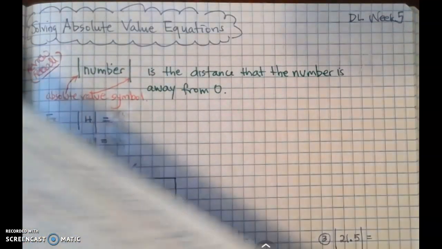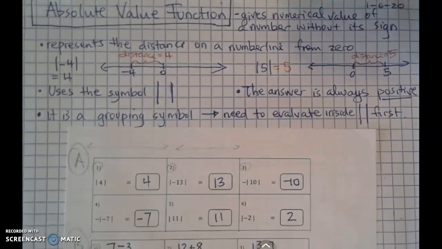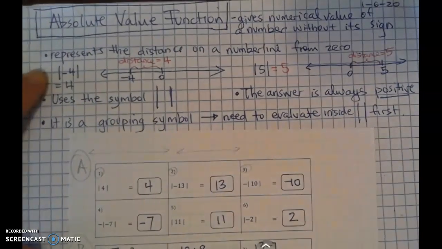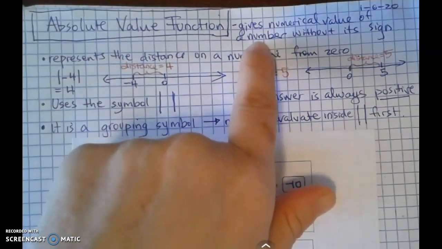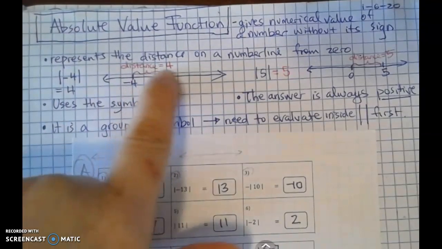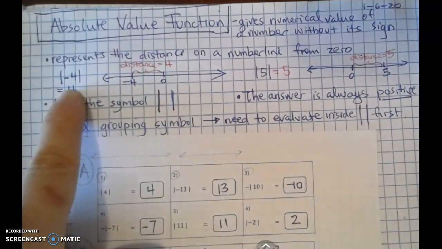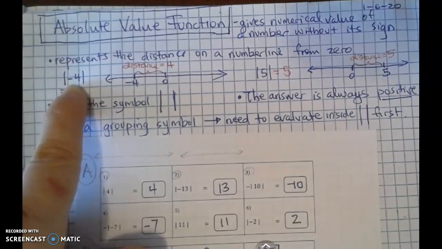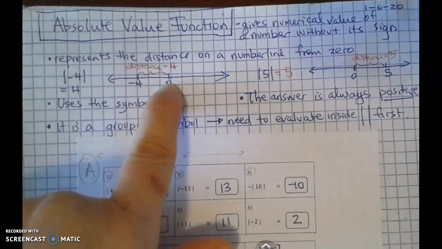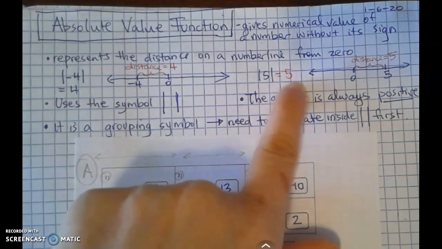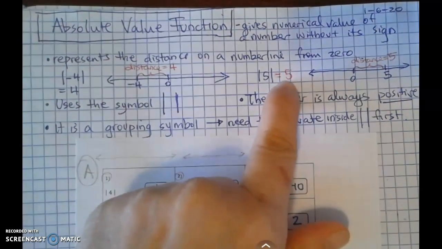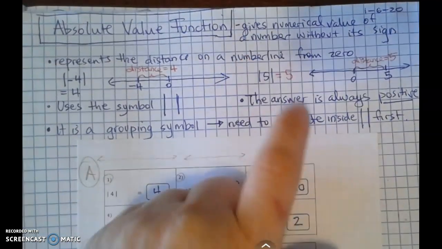So if you look back to your notes at the beginning of the year, we actually started talking about absolute value functions already there, okay? And we talked about how the absolute value function gives the numerical value of a number without its sign, and it represents the distance on a number line from 0. So for example, the absolute value of -4 is 4, because the distance away from 0 is 4, and for positive 5, the distance away from 0 is 5, so we say the absolute value of 5 is 5. So we're really talking about the distance.